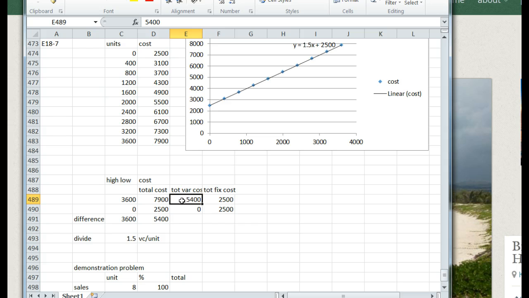$5,400 is our total variable cost. We subtract that from our total cost, $7,900, and we get our total fixed cost, $2,500. So in both cases, we come out with the equation of why our total cost equals $1.50 times the number of units sold, and that function is our total variable cost, plus $2,500, and that's our total fixed cost. Okay? So variable cost is the only cost that changes when we change the number of units. The fixed cost stays the same.